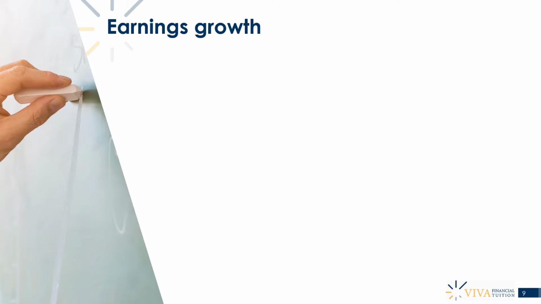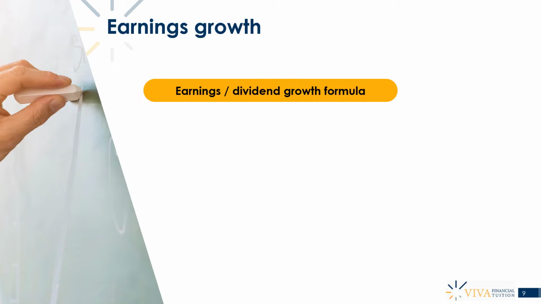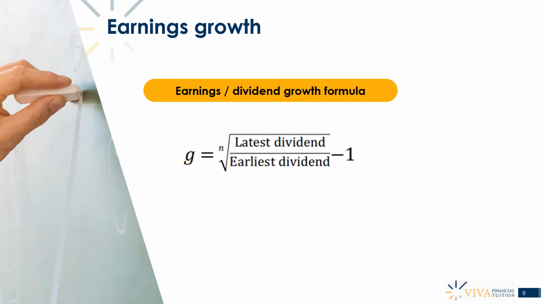Okay, let's now look at this earnings growth area, and it's a specific formula that's quite unusual, so I thought we'd look at this one separately. This formula we're going to use here for earnings growth also works later in the course for dividend growth. And there's your formula. The growth is the nth root of the latest number, the most recent dividend or earnings, over the earliest dividend or earliest earnings, and then we minus 1 at the very end.